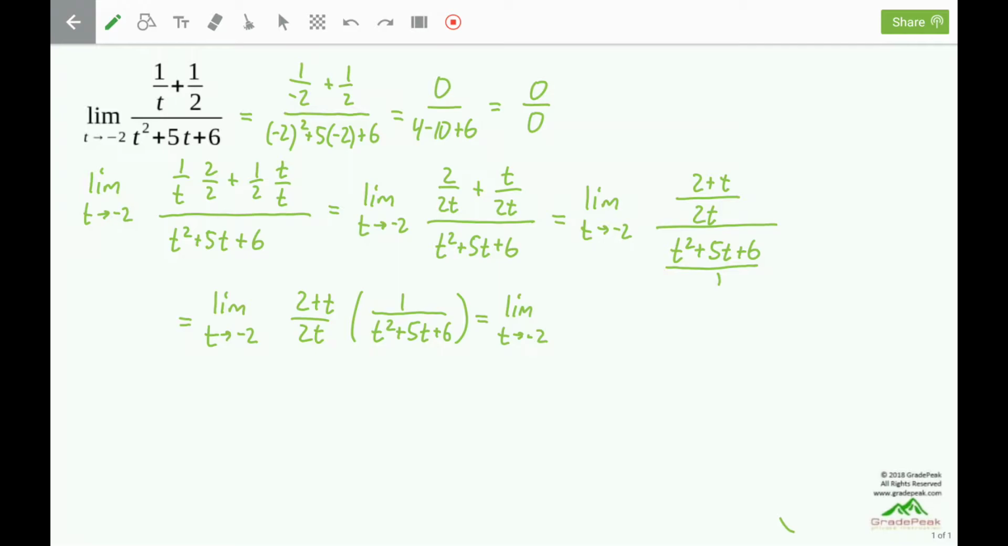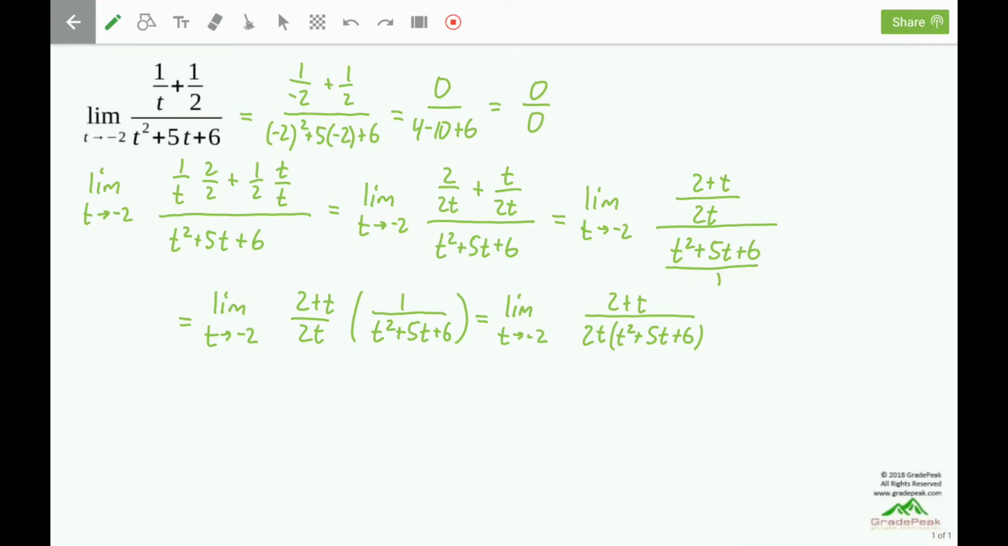Limit as t goes to negative 2. And we're going to be multiplying the numerators with each other, 2 plus t times 1, which is 2 plus t, and the denominators with each other, which will be 2t times t squared plus 5t plus 6. Now we haven't yet canceled out any factors that are making 0 over 0, so it should still be 0 over 0 if I plug the negative 2 in. The common denominator just gets us to a point where we can do some other method.